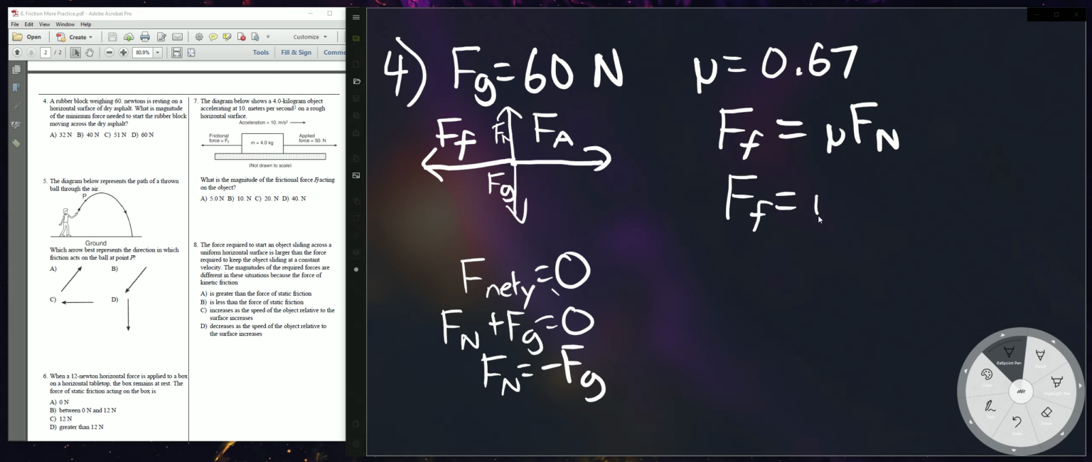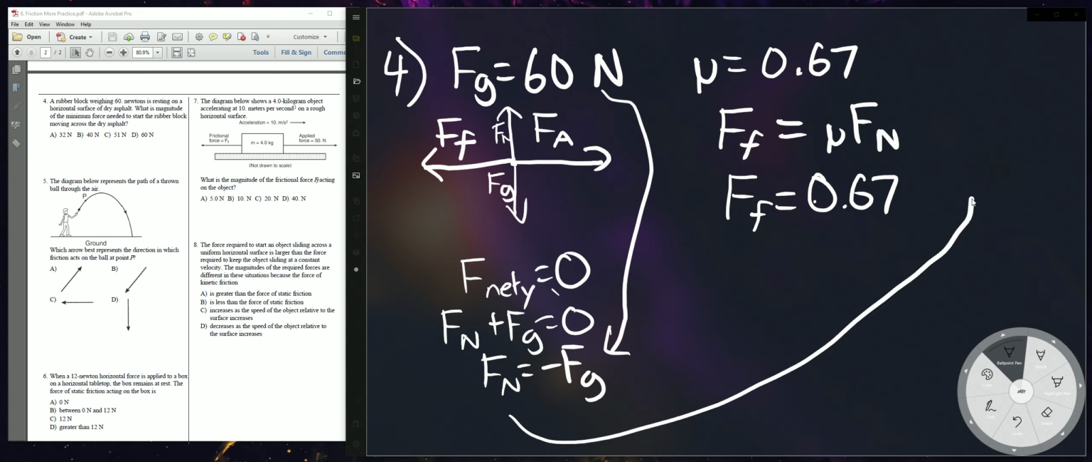So we're going to plug this all in. Ff is equal to mu Fn, where mu is 0.67. If you're confused about how I got this number, here it is. We know Fn is negative 60 because of the 60 over here. So we put negative 60. 0.67 times negative 60 is somewhere around negative 40. And that's our frictional force.